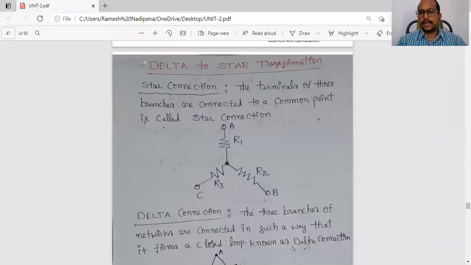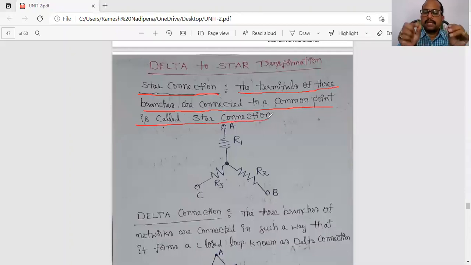So, delta to star and star to delta transformation. Let us see the definitions, starting with the star connection. See, this is the star connection. The definition of a star connection is: the terminals of three branches are connected to a common point is called star connection.